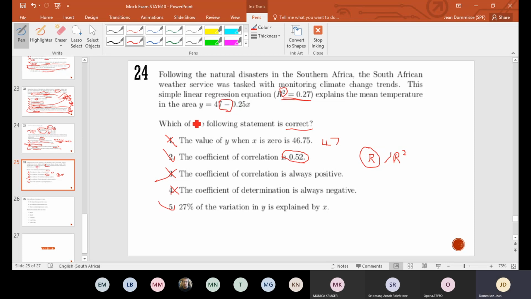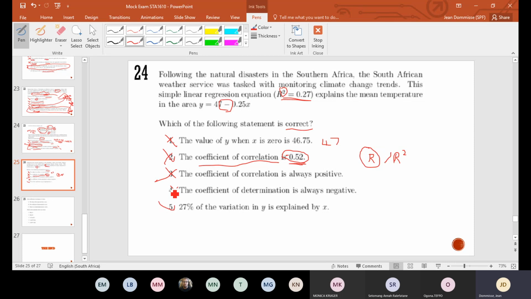So if you look at the negative, there's a negative correlation between the x and the y. So your coefficient of correlation is 0.52, but it is negative 0.52. So that one is actually incorrect. Okay, so that was a trick one, because in my exam, I would have stopped there.